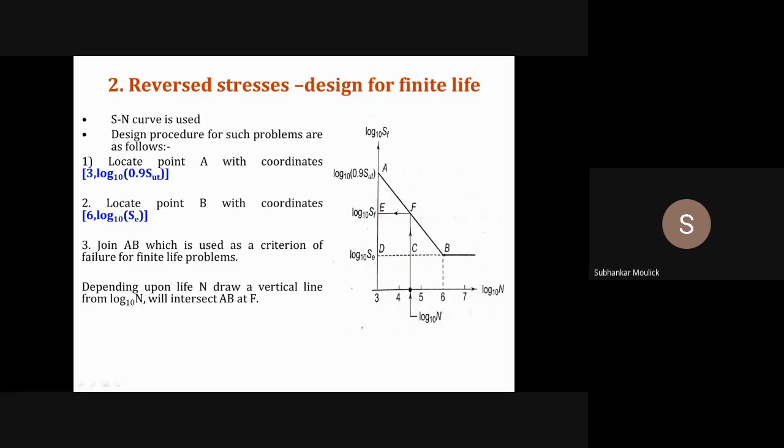You can see that there are two similar triangles. One is triangle AEF and the other is triangle ADB. By the concept of similar triangles, I can write AE divided by AD is equal to EF divided by DB. From this relation, AE is equal to AD into EF divided by DB.